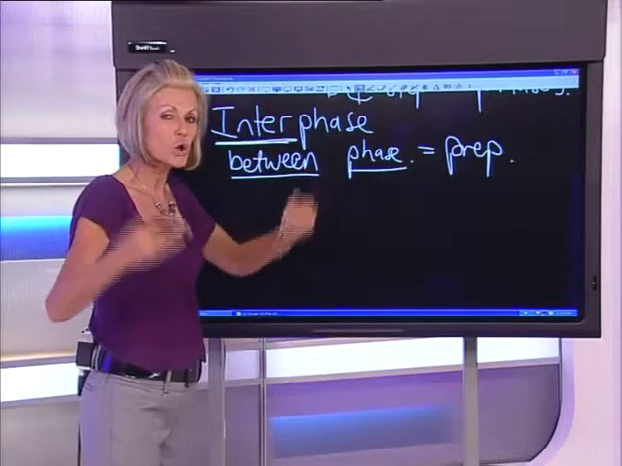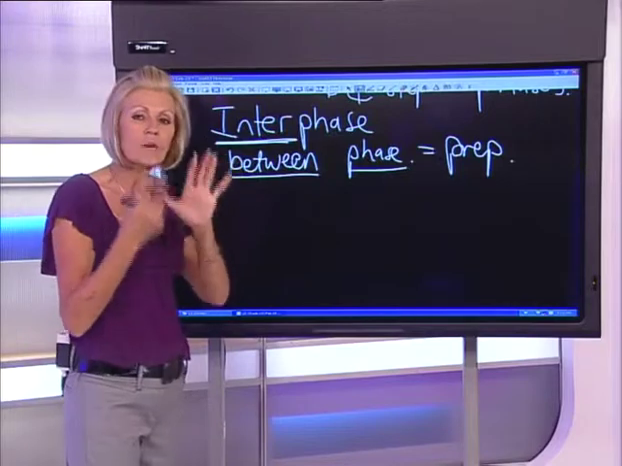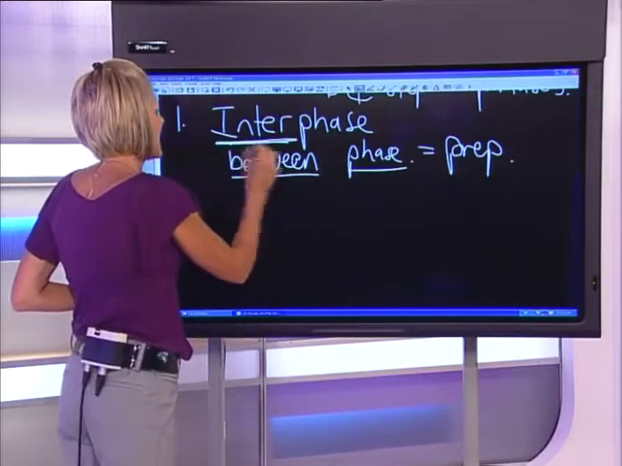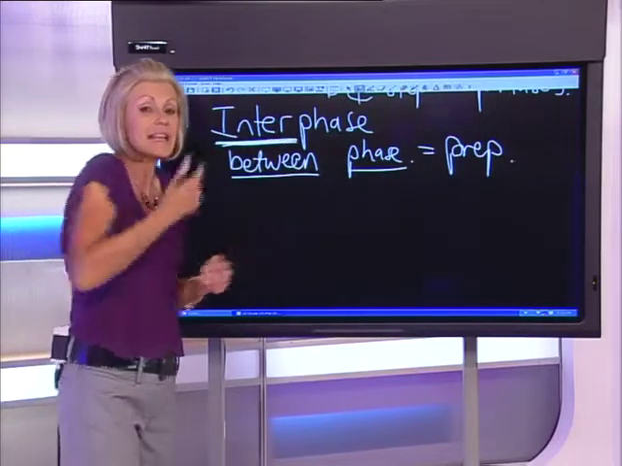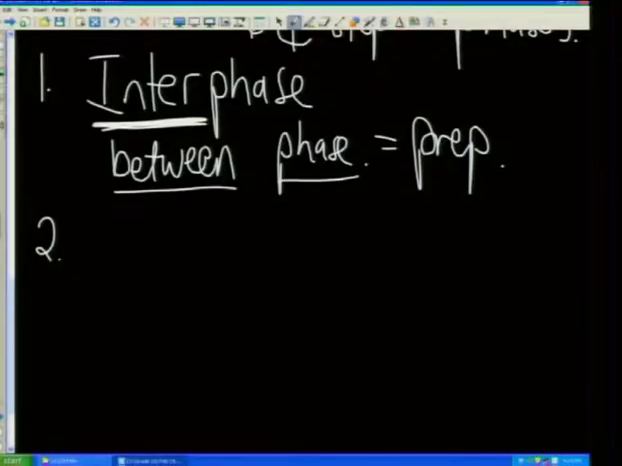We're talking about mitosis. There are 5 phases, although the first phase is not really a phase. It is the in-between phase. It is interphase. Now, the second phase, people, you've got to know this off by heart. The second phase is what we call prophase.